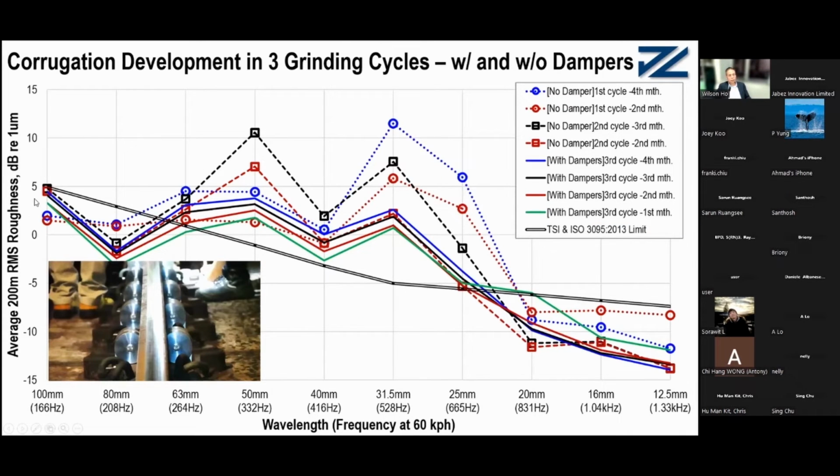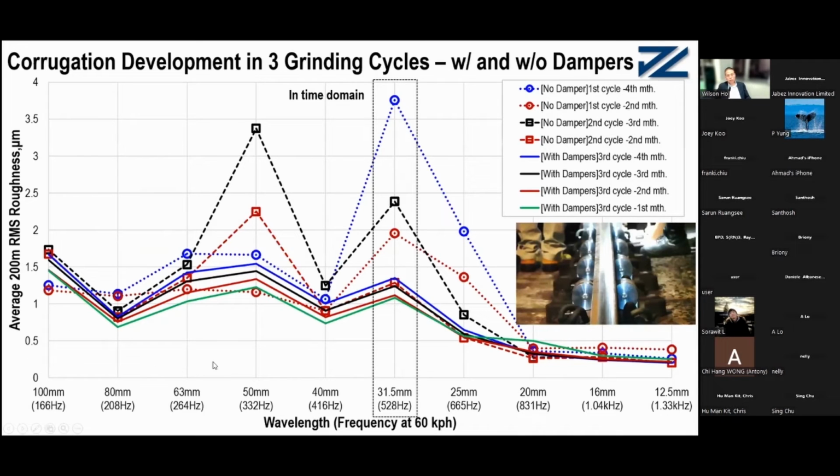This graph is in logarithmic scale, in dB. We change it back to the linear scale, so this is not dB, this is micron. We can see that the growth is from around 1.2 micron increasing to 1.6 micron from the 1st month to the 4th month. However, without the damper, the corrugation growth is from 1.3 micron increasing to 2.4 micron, or from 1.9 micron increasing to 3.8 micron.